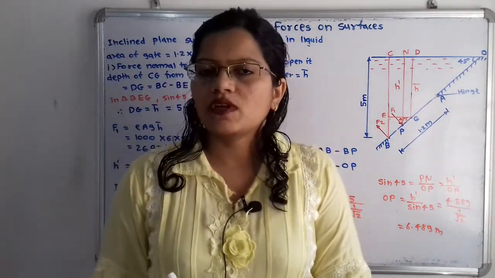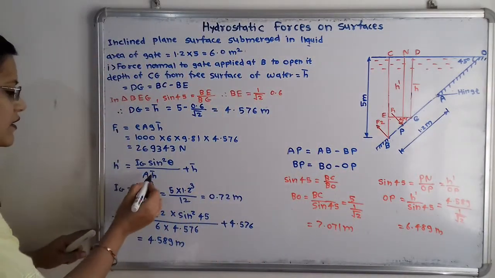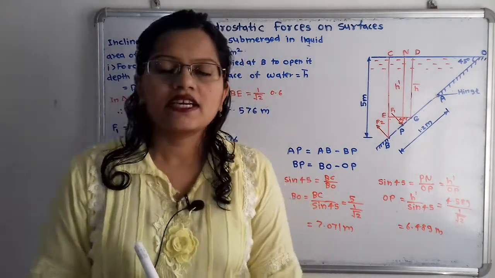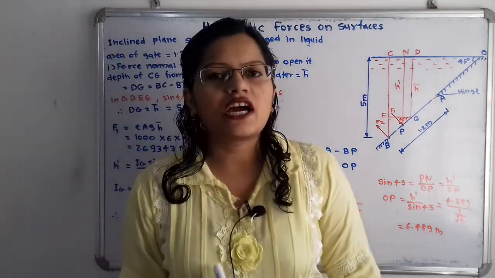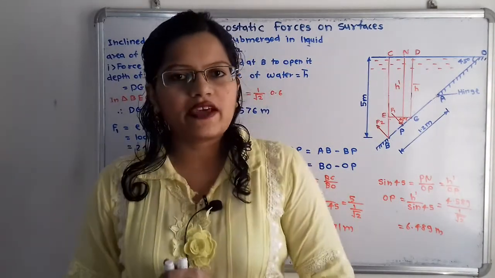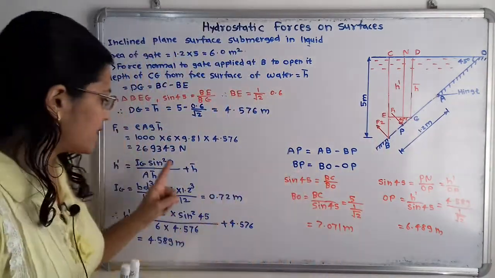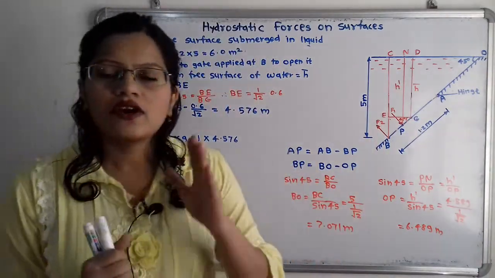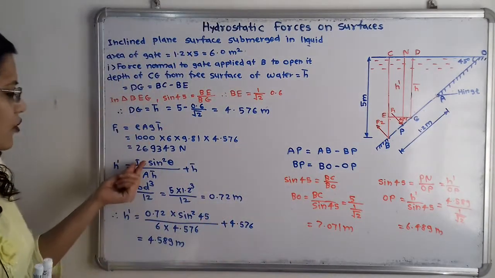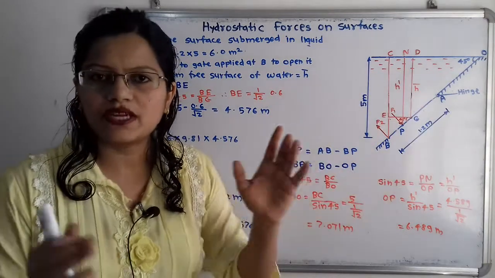So what is the formula to calculate h dash? That is Ig sin square theta by A h bar plus h bar. So what is this Ig? That is the moment of inertia about the axis passing through the center of gravity point. So center of gravity, that is G, is used, that's why here the suffix G is there for the center of gravity point. So here is the formula to find out this Ig, because this is the rectangular shape, that is the gate.